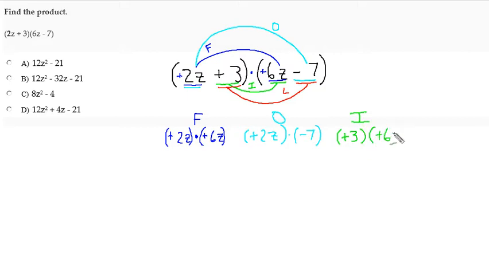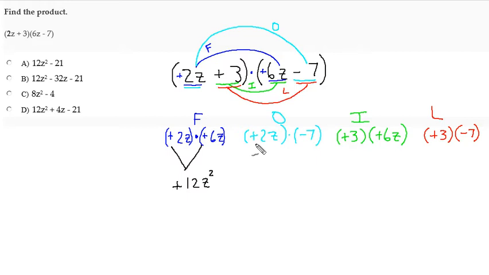times positive 6z, and then we are required to multiply the two last terms together. This makes the L in FOIL of positive 3 times negative 7. We take the negative with the 7 for that partial product, and then we are going to go ahead and multiply those together individually. I'm just going to go back to black now. So positive times positive is positive. 2 times 6 is 12. Z to the first times z to the first is z to the second. We use the product rule for exponents on that by adding the exponents.